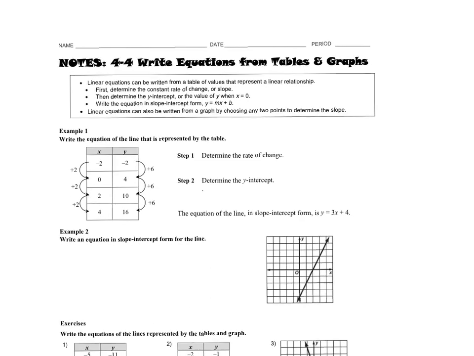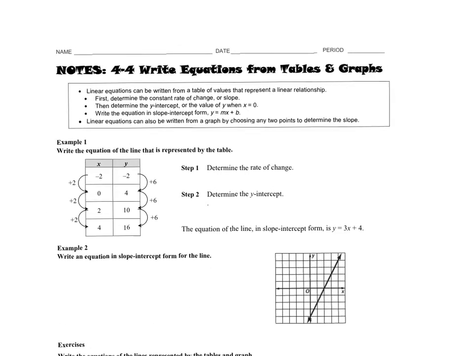Okay, so what we're going to talk about is 4-4, writing equations. So we've been taking an equation and making it a table or a graph. Now we're going to have a table or a graph and do the reverse. So we've been talking about slope-intercept form, which is y equals mx plus or minus b.